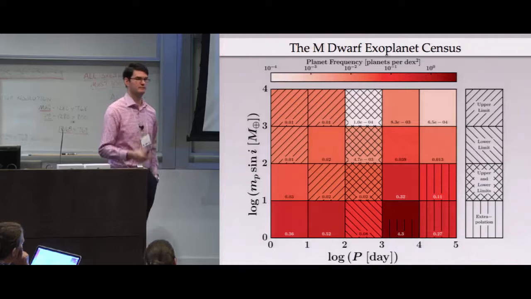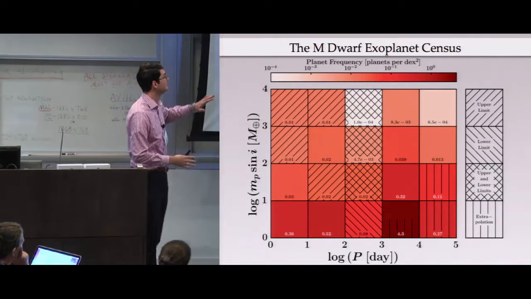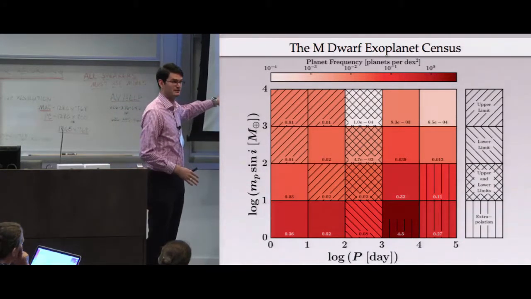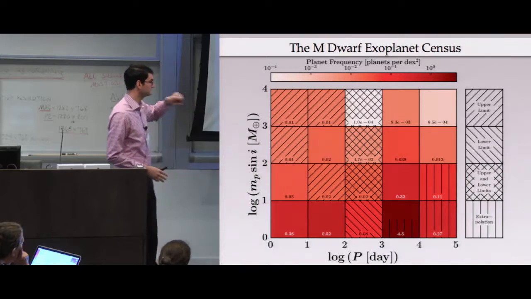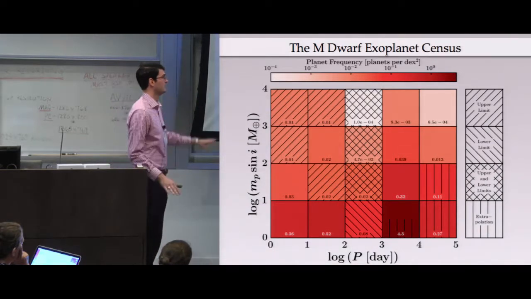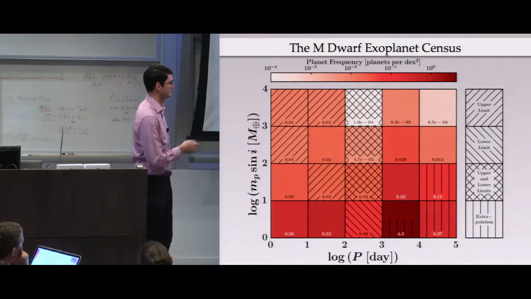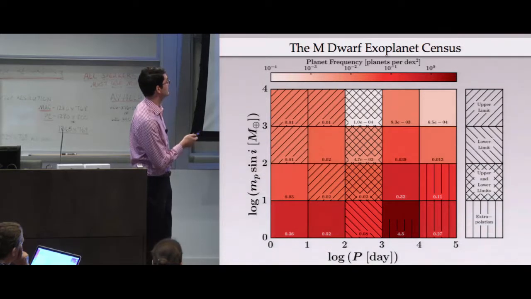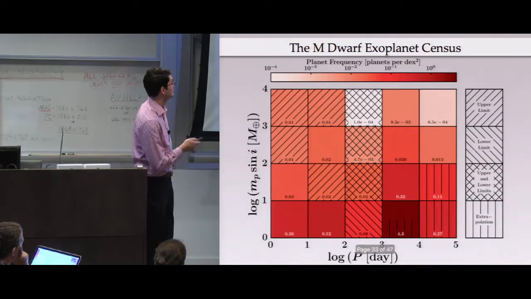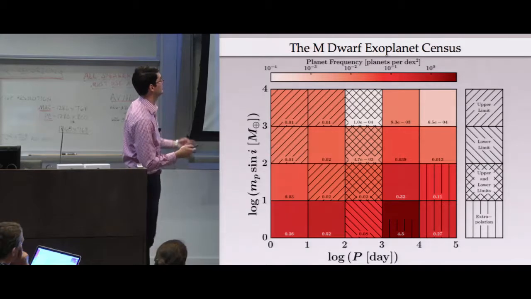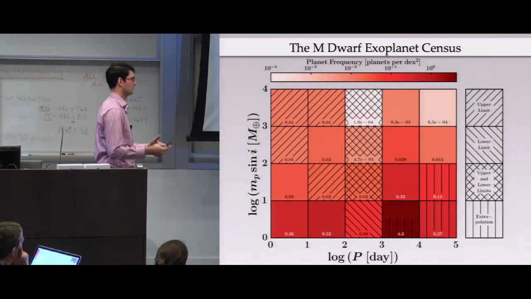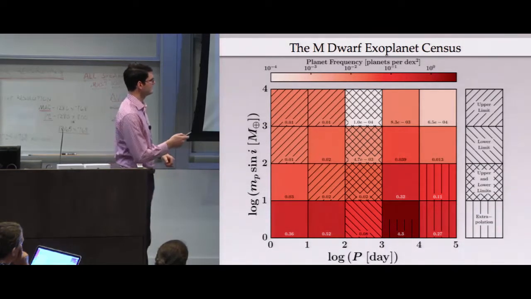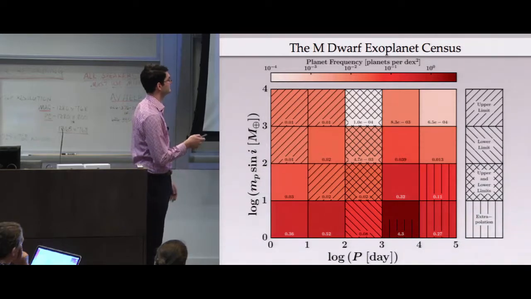So now this becomes a very powerful tool, and this is really what I want to focus on. This is the M dwarf exoplanet census. This is the best that we have right now. It combines results from all kinds of different surveys, and it's only going to get better. And so here, the color scheme is darker colors represent a higher planet frequency, and lighter colors represent a lower planet frequency. And there are squares with all different kinds of symbols and things.